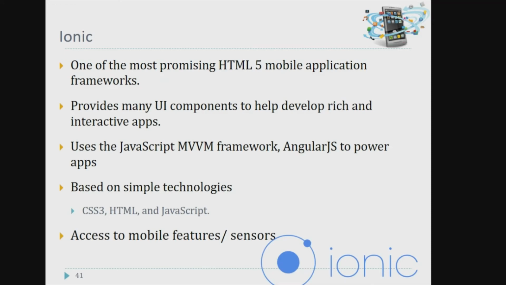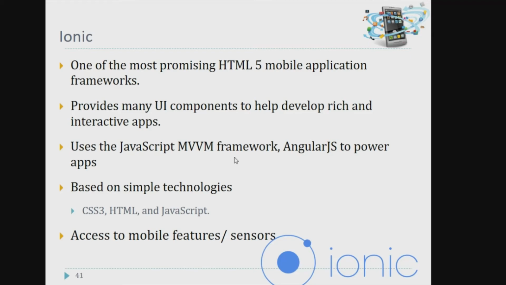Okay, for example, here we have Ionic, one of the most promising HTML5 mobile application frameworks. It may provide UI user interface components to help develop rich and interactive applications for the user, and easy for the developer. It uses a JavaScript MVVM framework, which is quite different compared to MVC. In MVC we have model, view, and controller. In MVVM we have model, view, and view model.